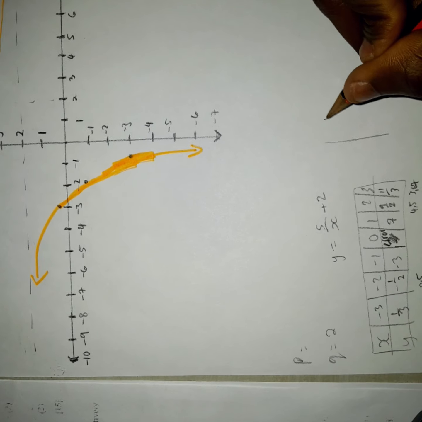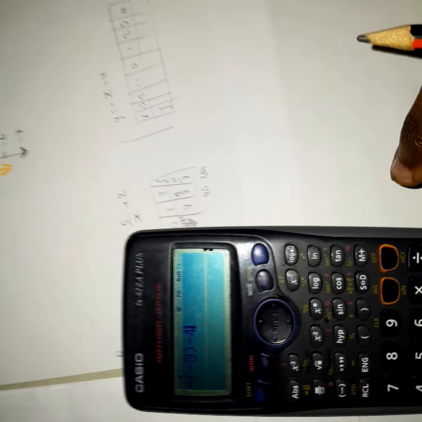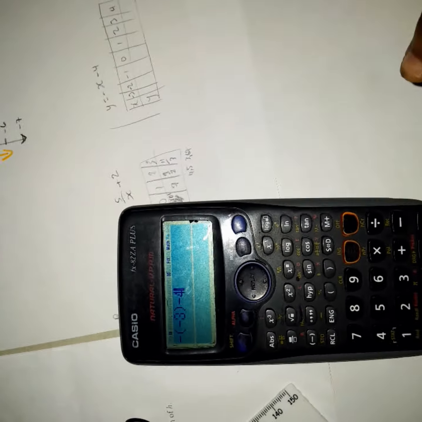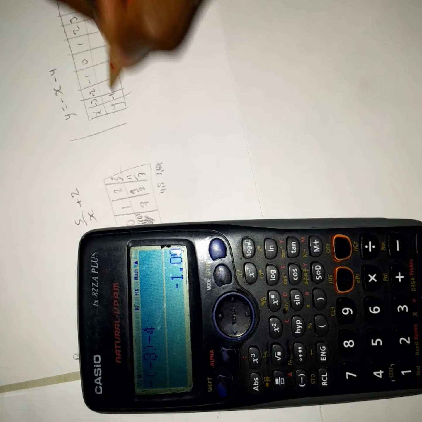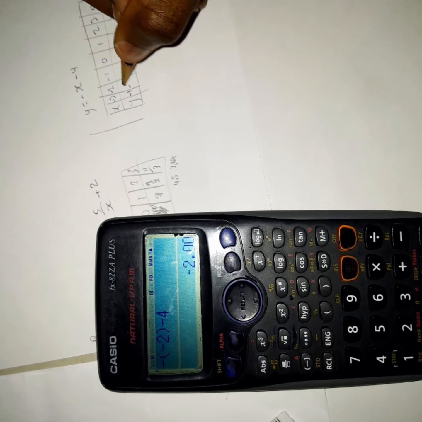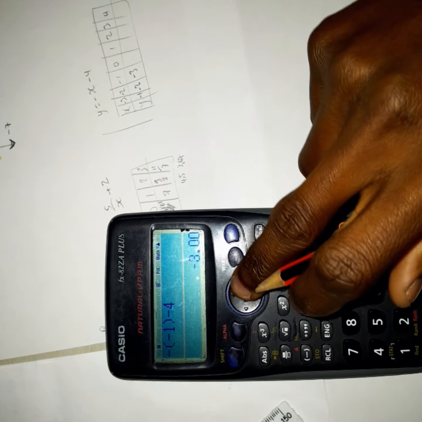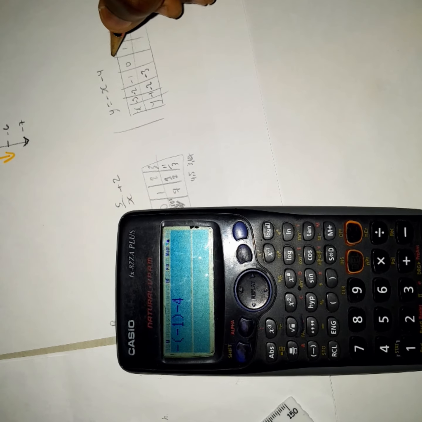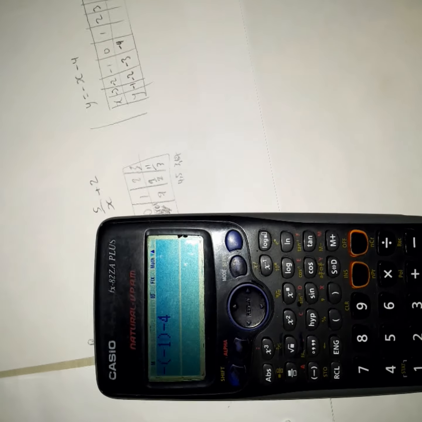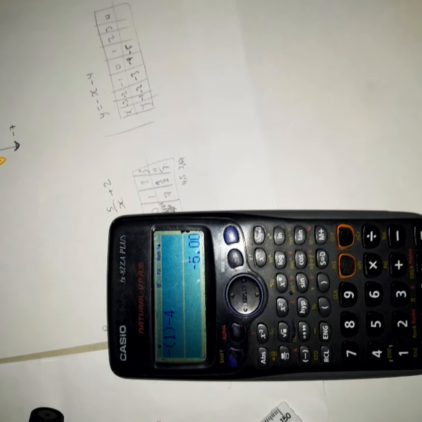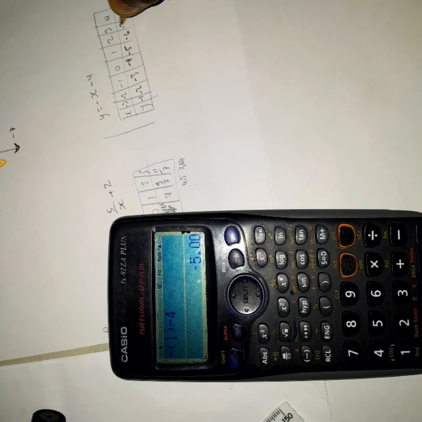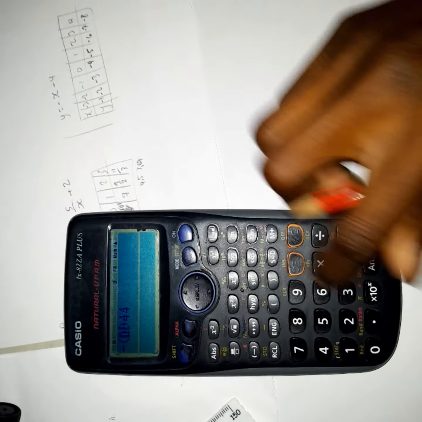So g is y equals minus x minus 4, and we are looking for the coordinates of the graph of g. At -3, it's -1, at -2, it's -2, at -1, it's -3, and at 0, it's the y-intercept, it's -4 obviously, and at 1 it's -5. You can see that it is going further and further downwards. Here it will be -6, -7, -8. So now let's start plotting.